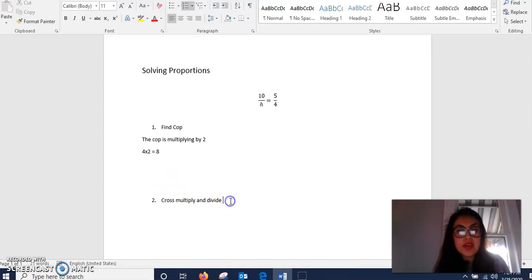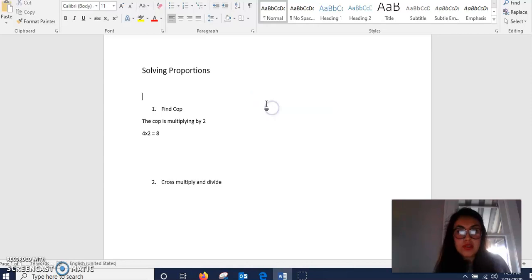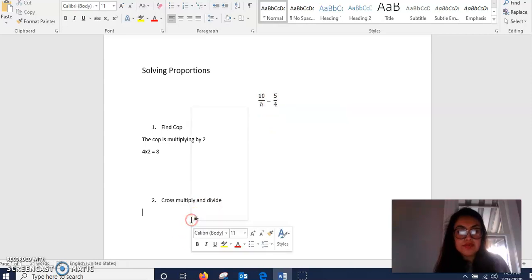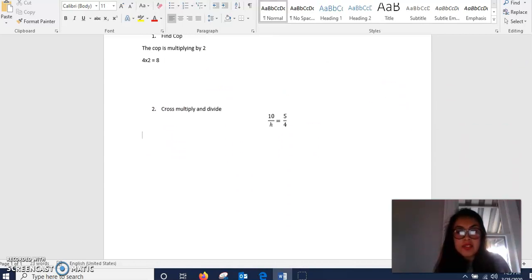That's one way. The other way is if you cross multiply and divide. So I'm going to bring these down here to show you the other way. What I mean is that I'm going to be multiplying h times 5, and I'm going to multiply 10 times 4.